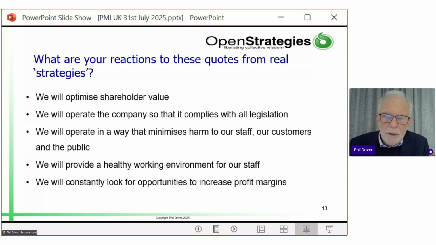We'll operate so we comply with legislation. Well, good on you, you have to. So that's a pointless statement. We'll operate in a way that minimizes harm. Well, you have to. So all of those statements are a complete waste of time, and yet you will see those sort of statements all through strategy documents. I am going to move on to PRUB in a minute. I just like to make it clear that strategies are worse than even you might think. And so the problem is with the strategy profession, not with the project management profession.